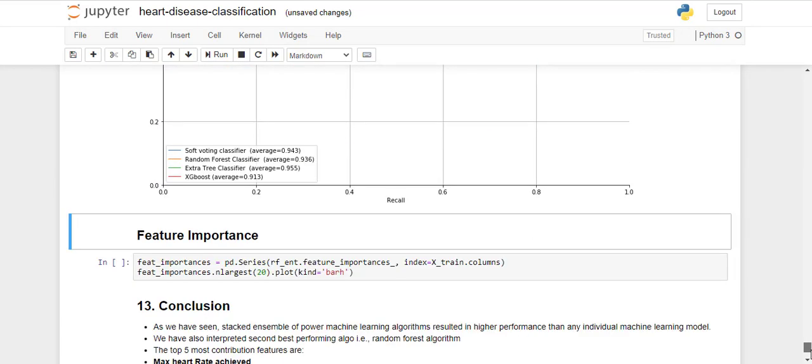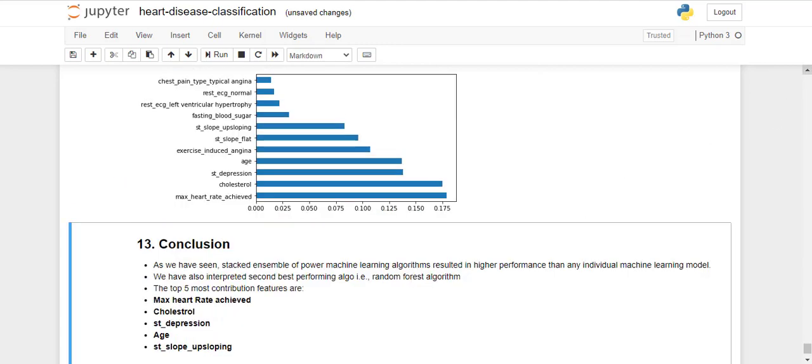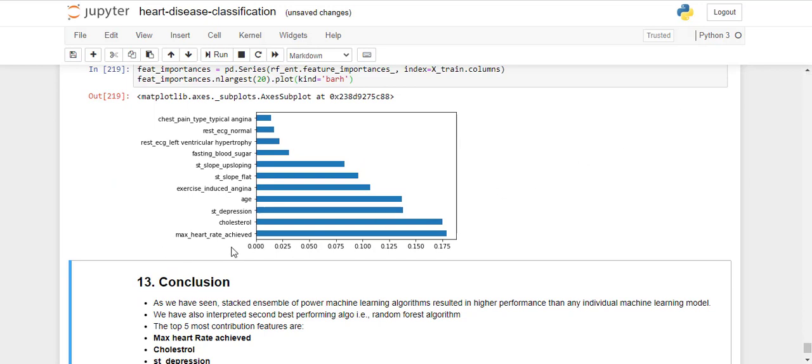Let's see which features are important within those features. As we have seen, we have only six features, but these features have some categories which are also counted as other features. That's why it is more than six. And here, as we can see, max heart rate achieved has the highest contribution, cholesterol second highest, ST depression third, age is fourth, and exercise induced angina is the fifth. So these are the top five features which contribute very much in the prediction process.